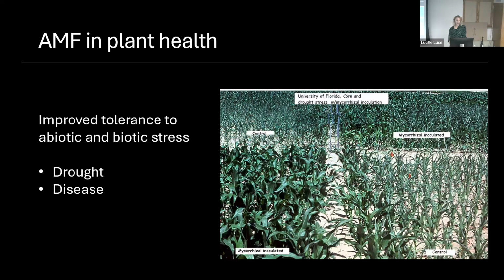This is a corn field, and these are mycorrhizal trials. They're looking at plots that are mycorrhizal and non-mycorrhizal. And so the mycorrhizal plots, as you can see, are growing much better under this drought stress. There's also many examples of AMF being associated with increased resistance to various different plant pathogens. So they're also of interest not just as biostimulants or biofertilizers, but also as biopesticides.